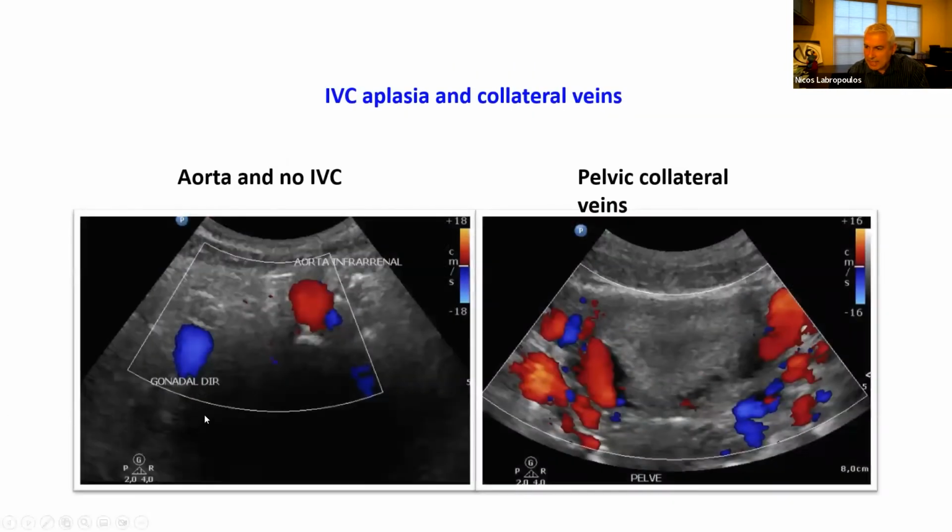And what you see on the ultrasound here, this is the aorta. There is no vena cava. Look, the right gonadal vein. That's enormous, and we call this a pelvic vein collateral. This could mistakenly be taken as contributing to pelvic varices from pelvic vein reflux. But this patient has large collaterals taking the blood to the heart because there's aplasia of the vena cava.